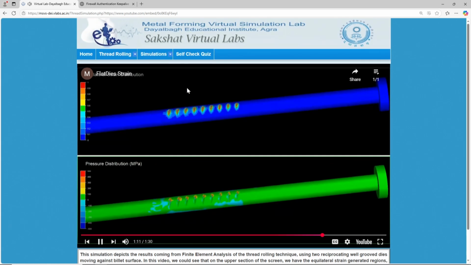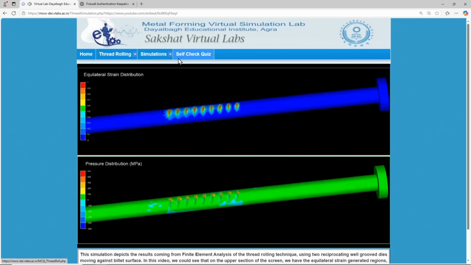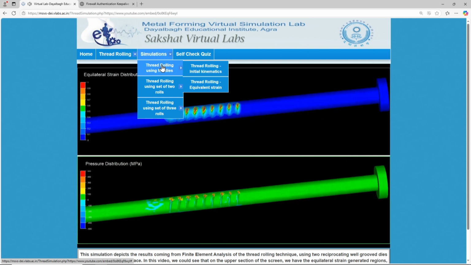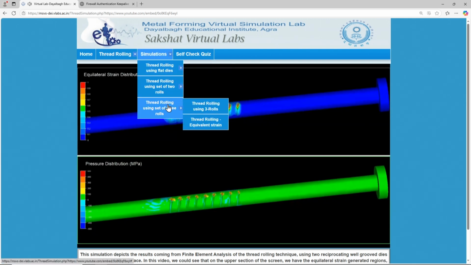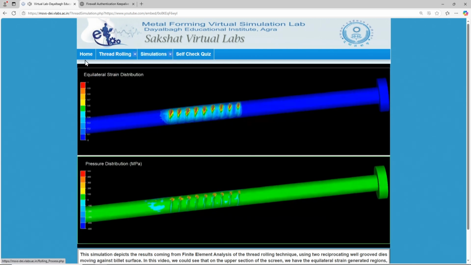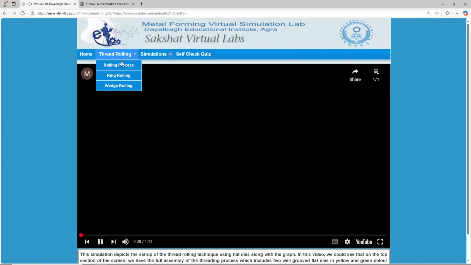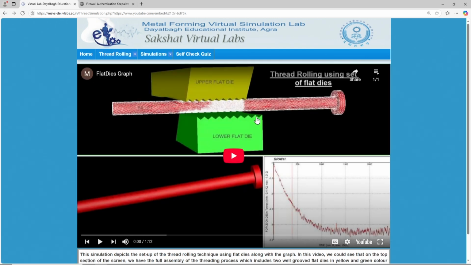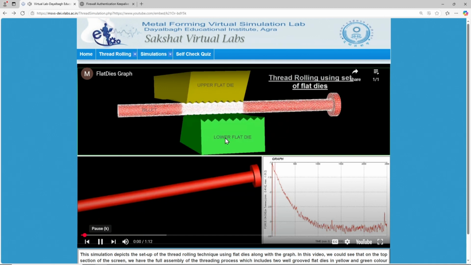So this is thread rolling. Quickly you can go through thread rolling, the different kinds of rolling here, the thread rolling processes, the different kinds of simulation setups of the thread rolling. Other than thread rolling, you can select maybe other rolling processes, and you can keep walking through the different kinds of setups. So this is how the rolling process is happening here.